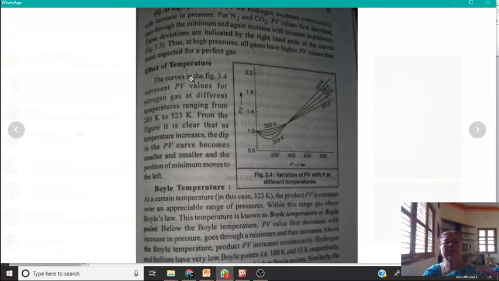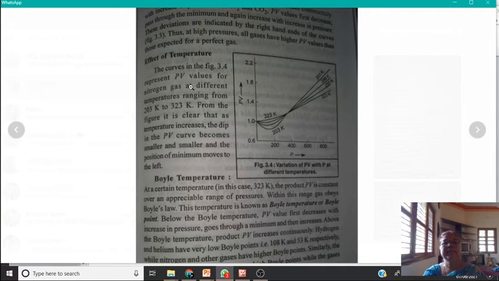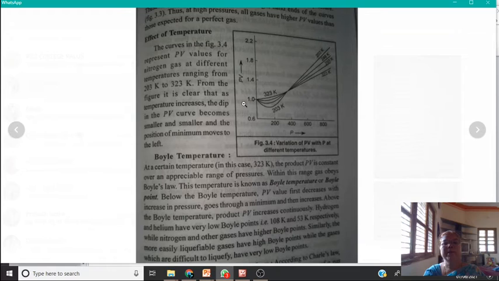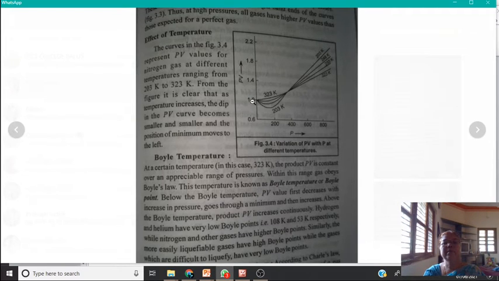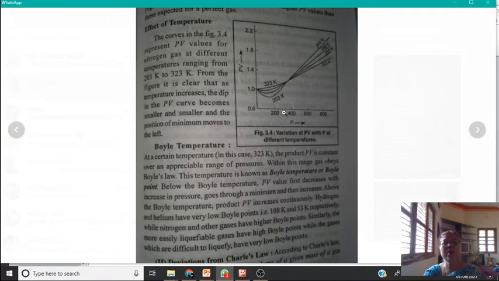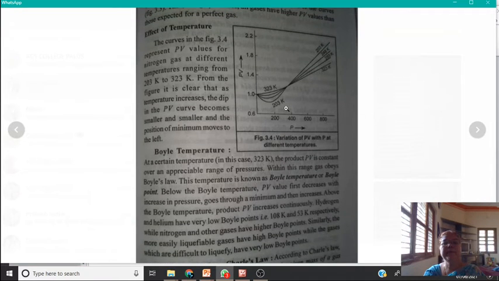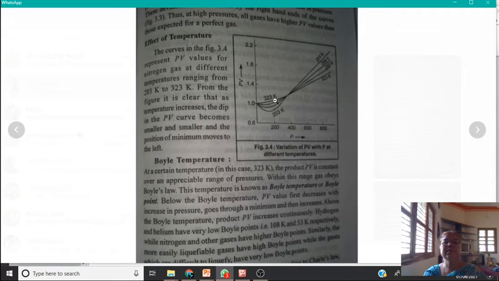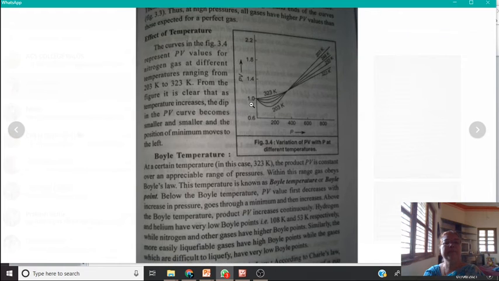Now see here the effect of temperature. This is the curve of N2 gas for different temperature. The first curve is for 203 degree Kelvin. The second curve for 283 Kelvin. The third graph for 248 degree temperature, and the last graph is for 323 Kelvin temperature.